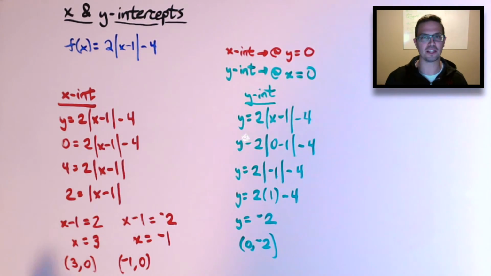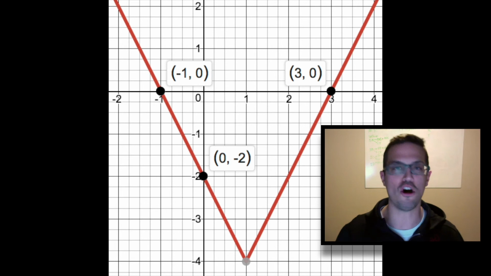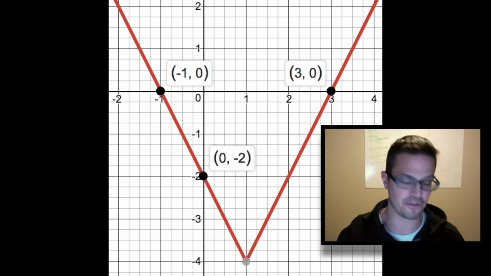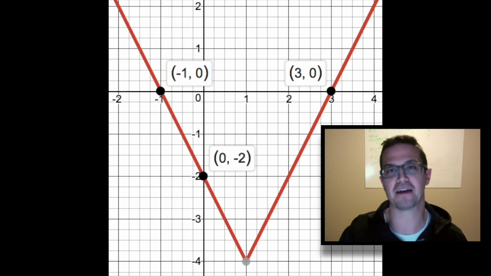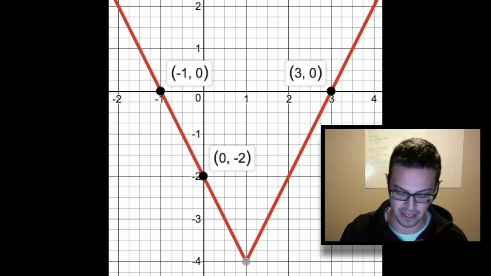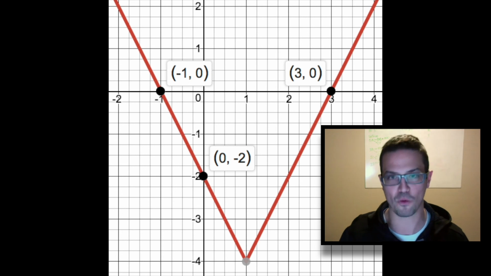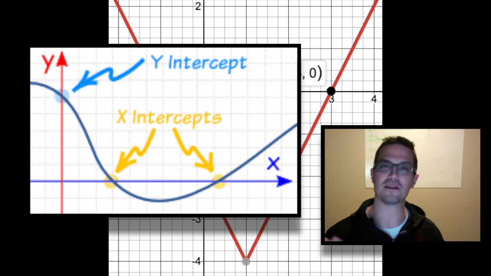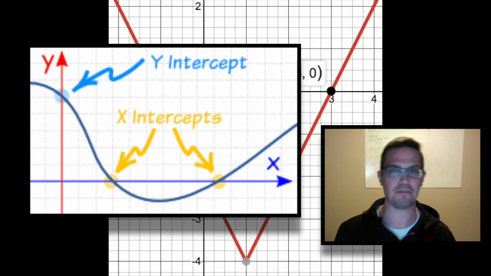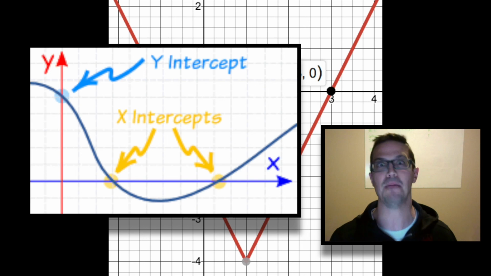So now let's take a look at the graph. As you can see from this graph, all three of these intercepts actually work out. We have (3, 0) for one of the x-intercepts, we have (-1, 0) for the other x-intercept, and then we have (0, -2) for the y-intercept. So that's basically x and y-intercepts and how to find them using some examples. If you have any questions about anything in this video, let me know.